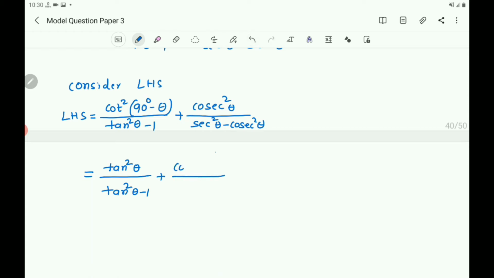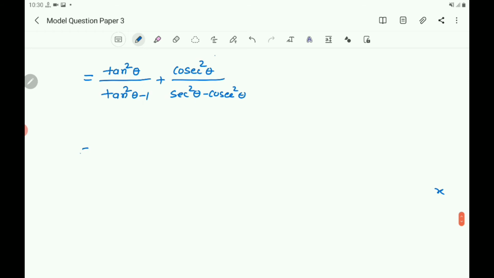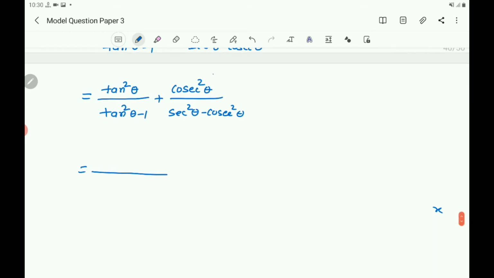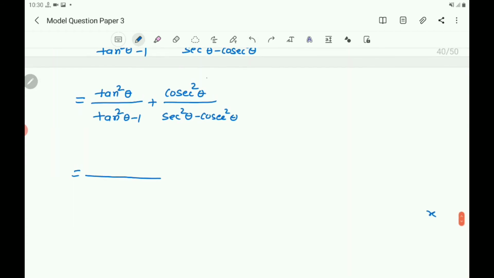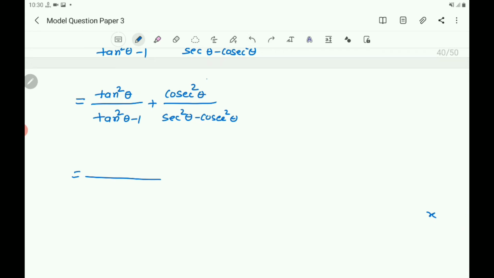write this as it is in this step, cosec square theta by secant square theta minus cosecant square theta, that equals. Now you express tan square theta in terms of sin square theta and cos square theta, because here we have to get 1 by sin square theta minus cos square theta. So express tan square theta as sin square theta by cos square theta. In the place of tan square theta, write sin square theta by cos square theta.